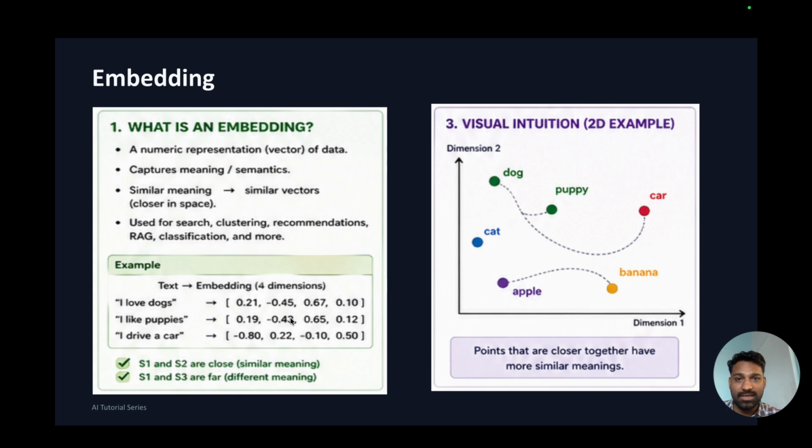Okay, so there is an embedding model to which we are going to give our sentence. The embedding model will give us this vector, and that vector is going to be stored in the vector db.